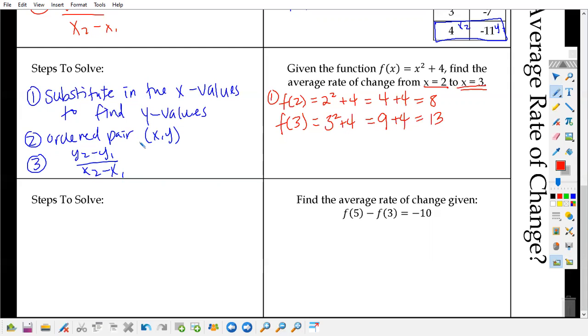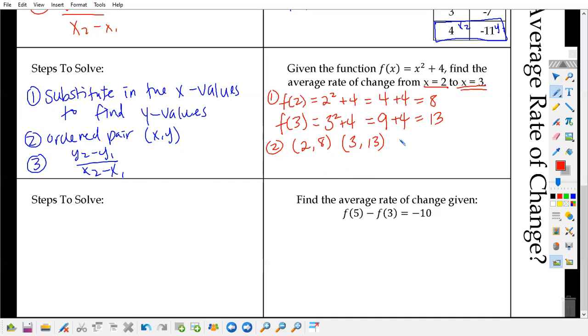Okay, step 2 says write them as ordered pairs. So our ordered pairs would be 2, 8, because my input was 2 and my output was 8. Does that make sense? And our other ordered pair would be 3, 13, because our input was 3 and our output was 13.